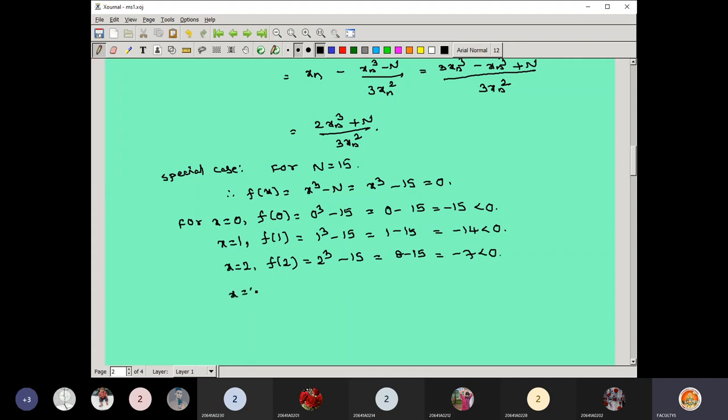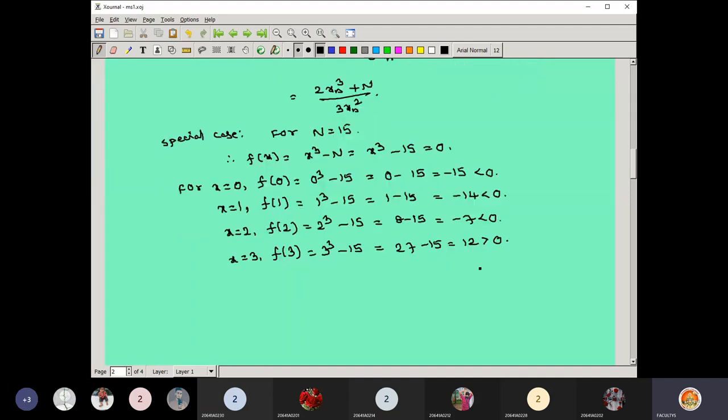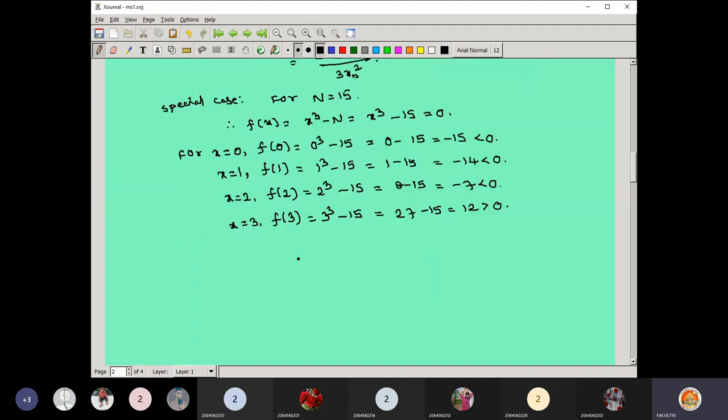I am supposing x equal to 3. It is f of 3, which is 3 cube minus 15. So 3 cube means 27 minus 15, you are getting the answer 12. That is greater than 0. So you got negative and positive sides. Therefore, directly you are calculating the a value. The a value is 2 and the b value is nothing but 3.